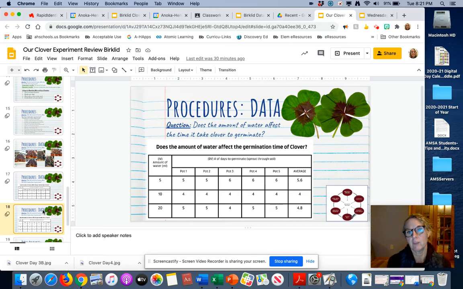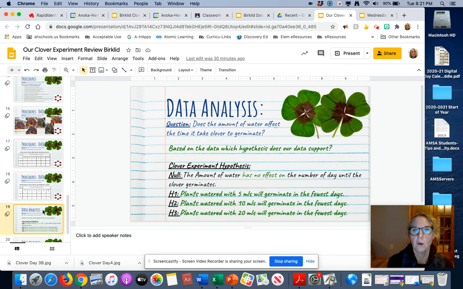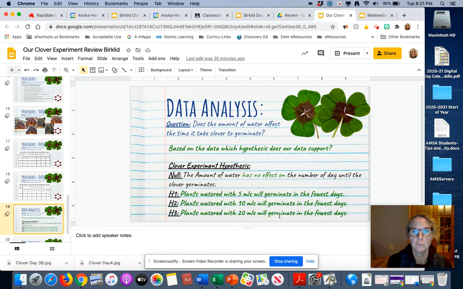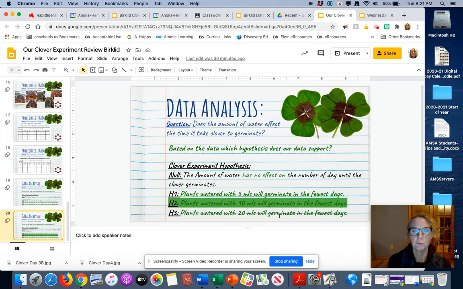Now, if they were all exactly the same, we would accept our null hypothesis, because that's saying that the amount of water has no effect, that all of them would germinate at the same time. And that wasn't the case. So then we look at our H1, our H2, and our H3. If we go back, we can see right here that 10 milliliters of water germinated in the fewest days. So we would accept our H2 in this situation. Our H2 is the hypothesis that our data supports: the ones that were watered with 10 milliliters will germinate in the fewest days.